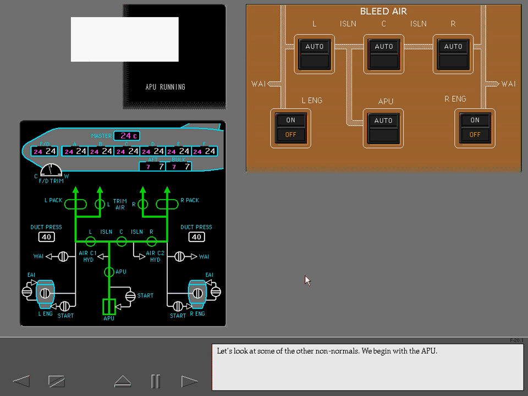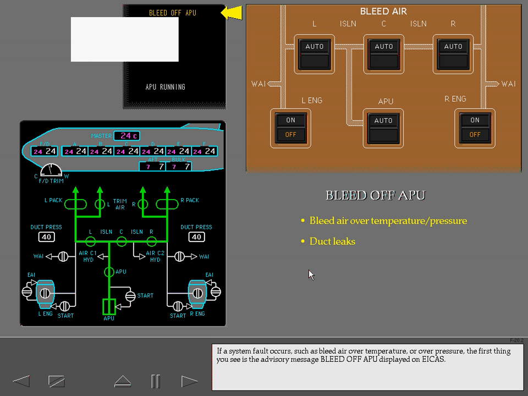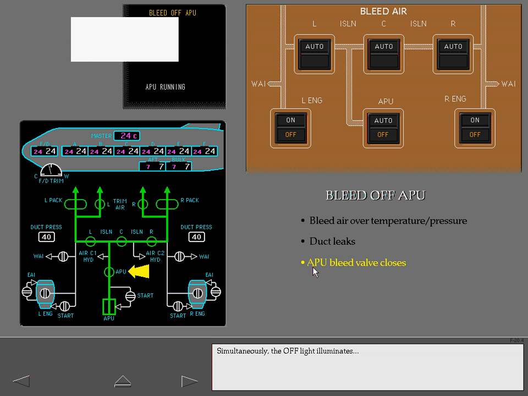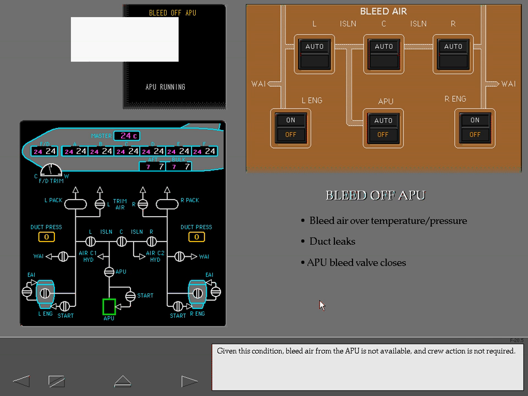Let's look at some of the other non-normals. We begin with the APU. If a system fault occurs, such as bleed air over temperature or over pressure, the first thing you see is the advisory message, bleed off APU displayed on EICAS. Simultaneously, the off light illuminates, and the APU bleed valve closes. Given this condition, bleed air from the APU is not available, and crew action is required.